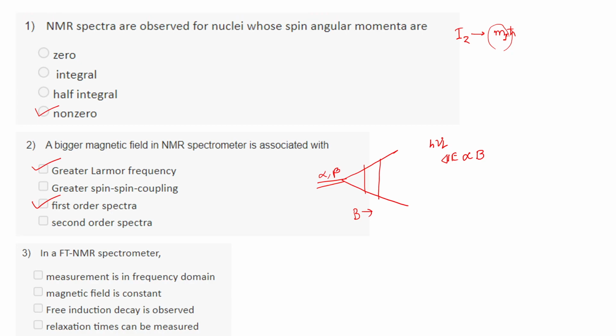Measurement is in frequency domain. No, the measurement is done in the time domain. So the first option is incorrect. What about the second option? The magnetic field is constant.